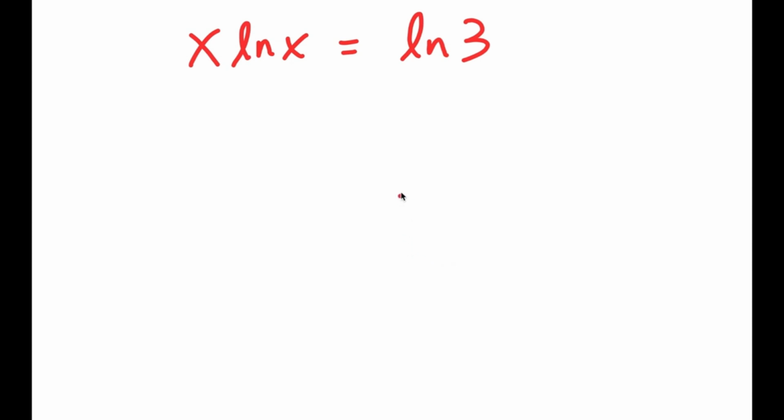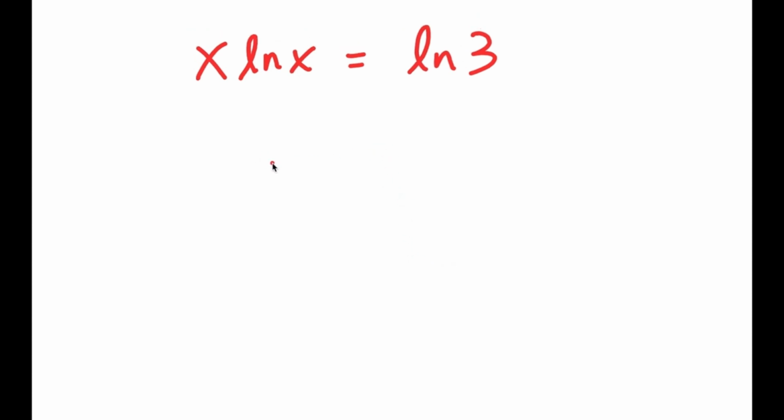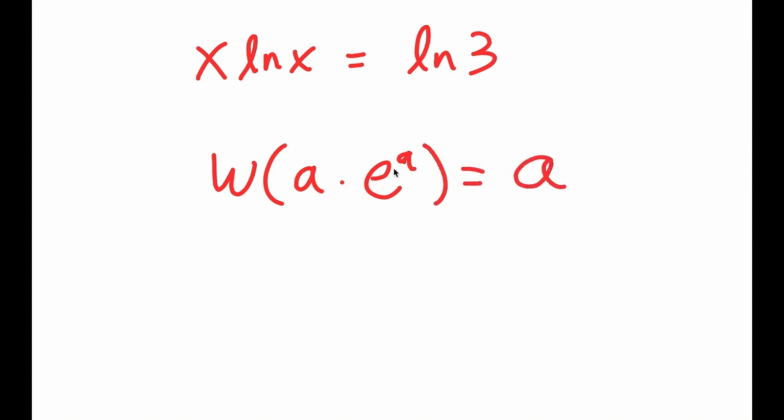Now, I'm going to use an important formula called the W-Lambert formula. And it states that if I take the W of something in the form a times e to the power of a, then this is equal to a. So this is the W-Lambert formula.